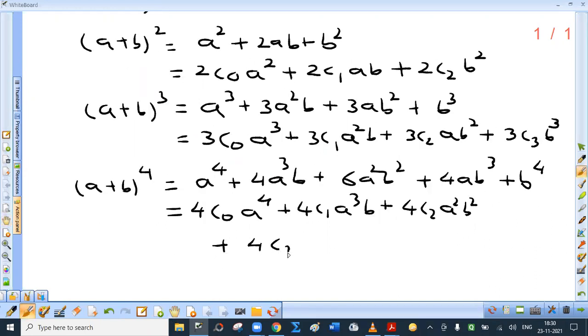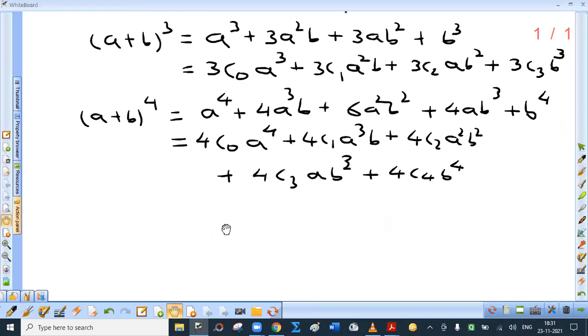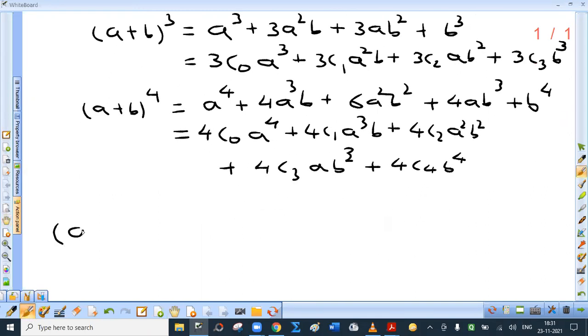plus 4C3. What is 4C3? It is 4C1, that is 4. Yes, coefficient of AB cube, not AB square, is what? It is 4 only. Plus 1 B raised to 4, I will write it as 4C4 B raised to 4. I hope that this pattern is suggesting something which helps us to guess the expansion of A plus B raised to n. Of course, this can be proved using method of induction.